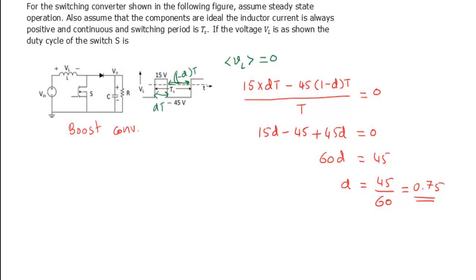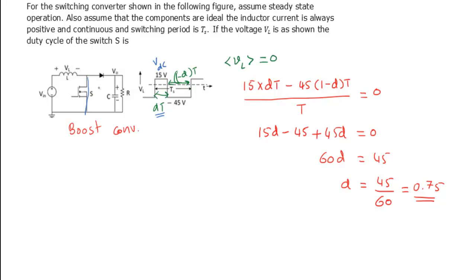Now you can see that when the switch is on, the source voltage is connected to the inductor. That means it is getting charged. During that time, the inductor voltage is nothing but the source voltage. That means when the switch is on, that's T on, this voltage is nothing but VDC.